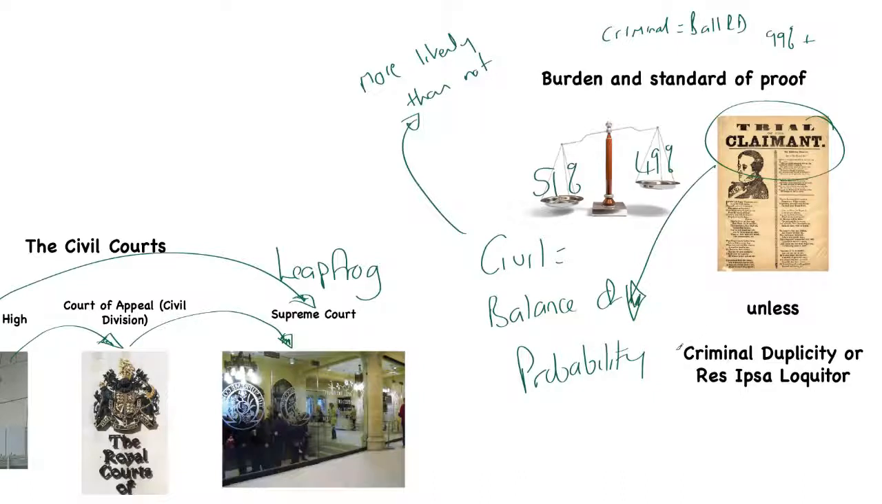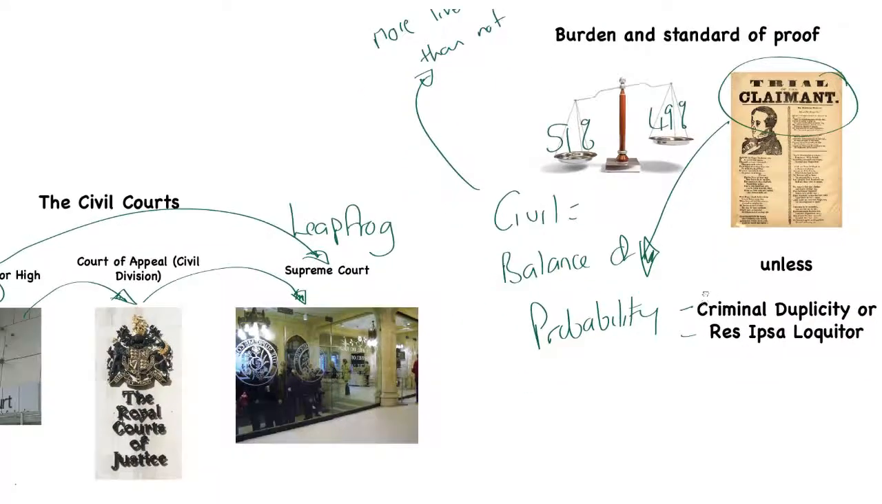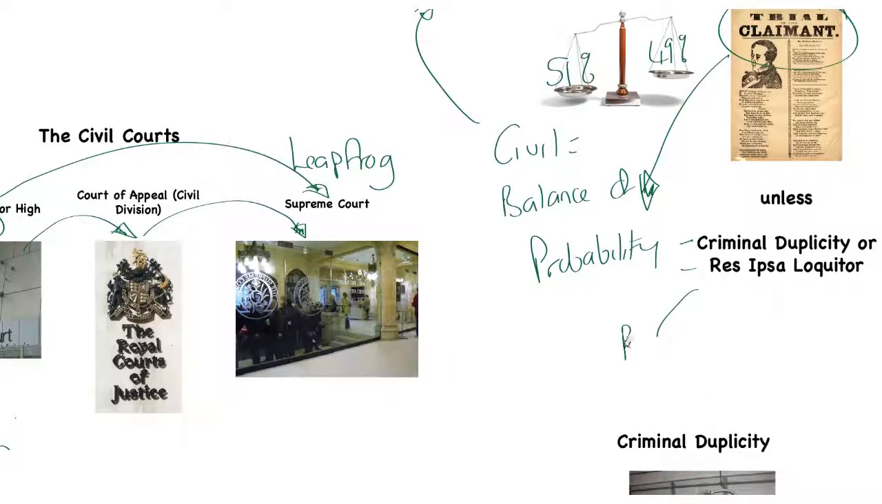But there are two situations in which the burden of proof shifts to the defendant. The first of those is criminal duplicity, and the second is res ipsa loquitur. We'll deal with criminal duplicity first. But in short, in each of those cases, the burden shifts to the defendant. Okay, so the burden shifts to the defendant if there is criminal duplicity or if res ipsa loquitur exists. We'll deal with criminal duplicity first.